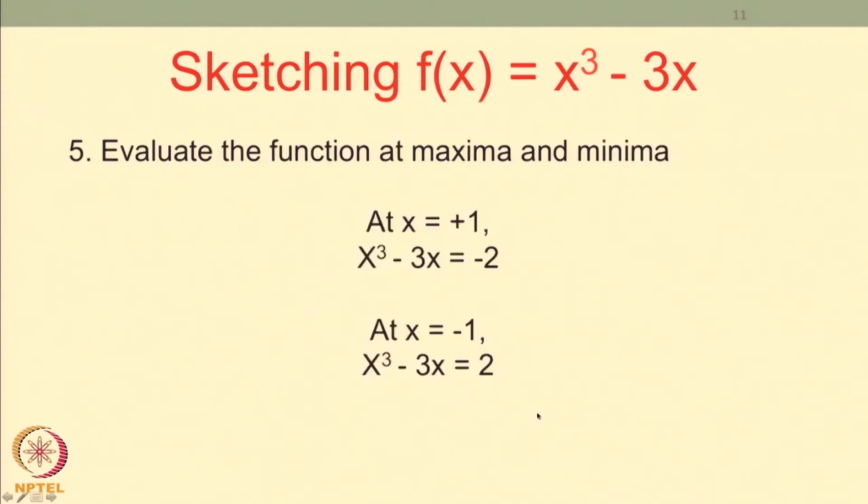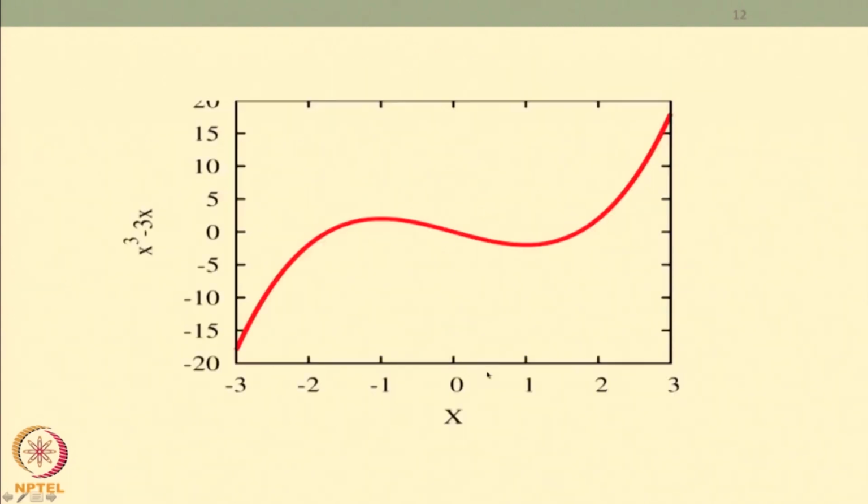Now if you want to sketch, evaluate the function at x equal to plus 1: x cube minus 3x equal to minus 2, and you can calculate these values. At x equal to minus 1, x cube minus 3x is 2, and then we plot this, and what we would find is that it will start from minus infinity, and it will come up, and it will turn here at minus 1, and it will come and again turn back, and then it will go up. At minus 1 there is a maximum, and at plus 1 there is a minimum. So, this is the recipe to plot any function.